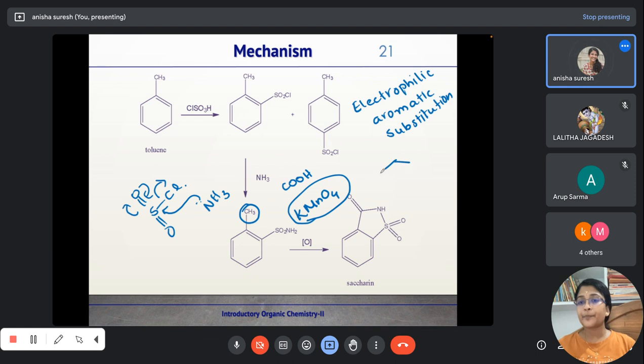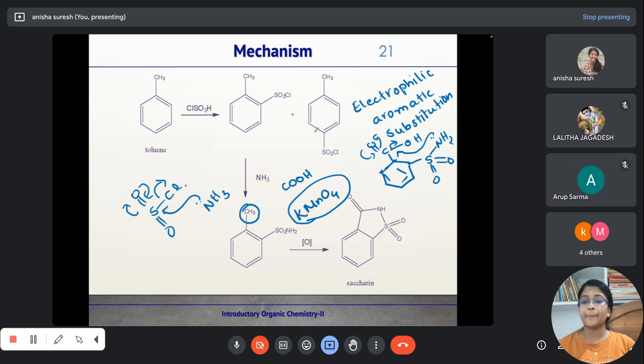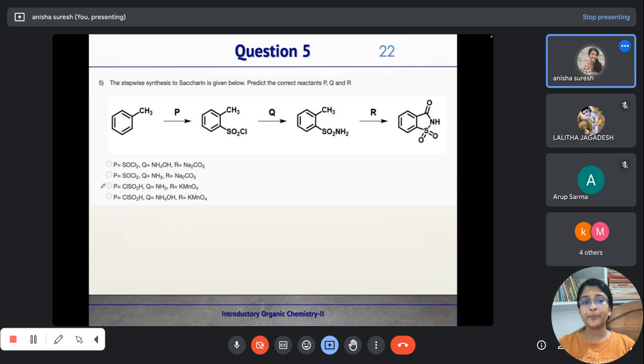So what will happen? It will lead to formation of C double bond O, OH, S double bond O, double bond O, NH2. And once it will attack, it will lead to formation of the saccharin. Clear, right? How it is taking place? And clear why SO2Cl, this para one, is not leading to formation of the saccharin? Because it cannot lead to formation of this cyclic amide structure. Because of that, we are eliminating this. Yes, ma'am. Okay. So the right answer is option 3.